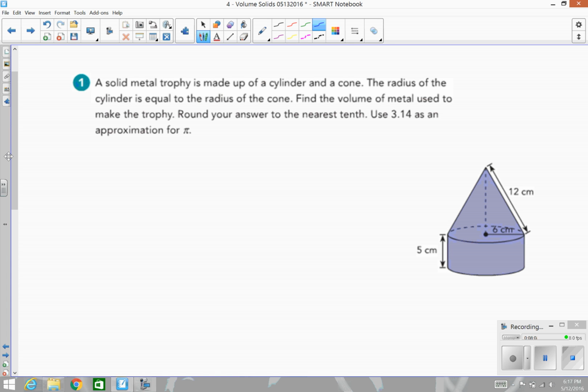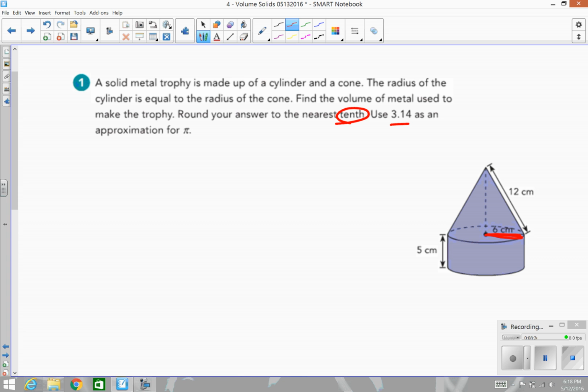Okay, this says a solid metal trophy is made up of a cylinder and a cone, which hopefully you can recognize. The radius of the cylinder is equal to the radius of the cone. So this right here is the radius of both those figures. Find the volume of metal used to make the trophy. Round your answer to the nearest tenth. Use 3.14 as an approximation for pi.